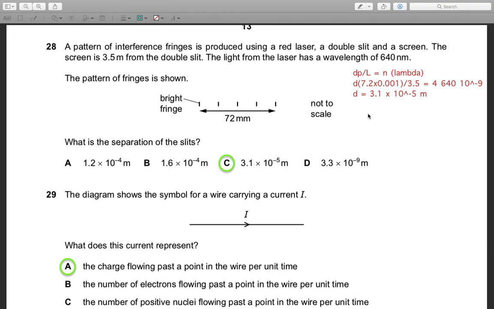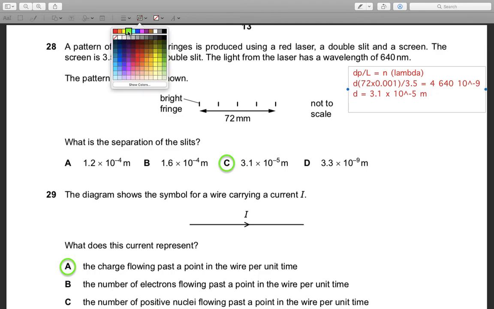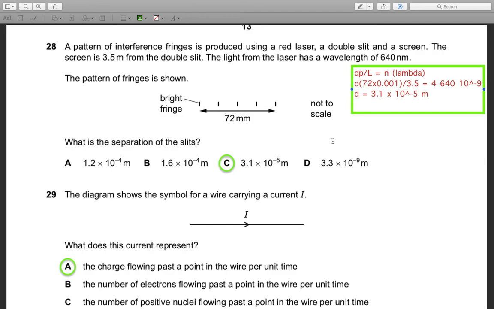So use the formula dp divided by l equals n lambda. d is what we will find, because the separation of the slits is d. p is 7.72 millimeters, which we substitute into meters by multiplying with 0.001, because 1 meter equals 1000 millimeters, and divided by 3.5. 3.5 is the distance between the screen and the double slit, and n equals 4.